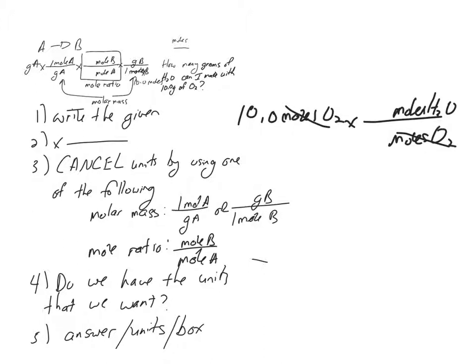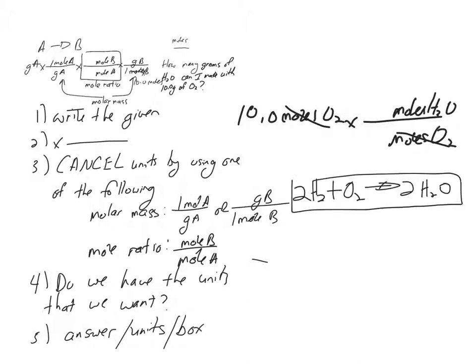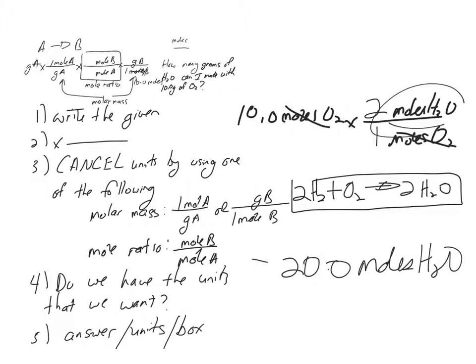And so now we can look again at the balanced equation. And we have the 2 for the H2O, 1 for the O2, and then you multiply across 10 times 2 divided by 1, and you essentially have 20.0. And don't forget the units that are left, moles of H2O. Don't forget the box.